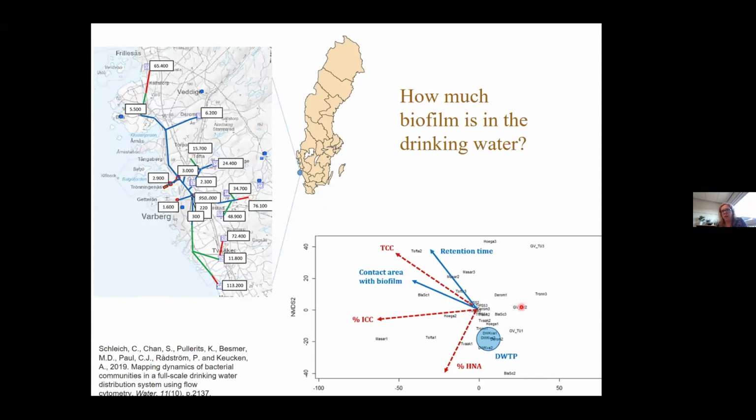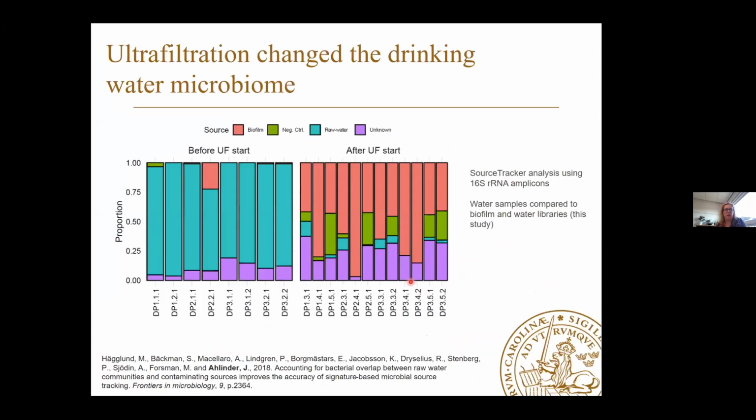We see the different sampling points here in an NMDS plot of flow cytometry profiles. And you can see that the contact area with the biofilm is correlated to the total cell count, but also the retention time in the pipe. So basically this means that the longer the water is in the pipe, the more bacteria you're going to have from biofilm.